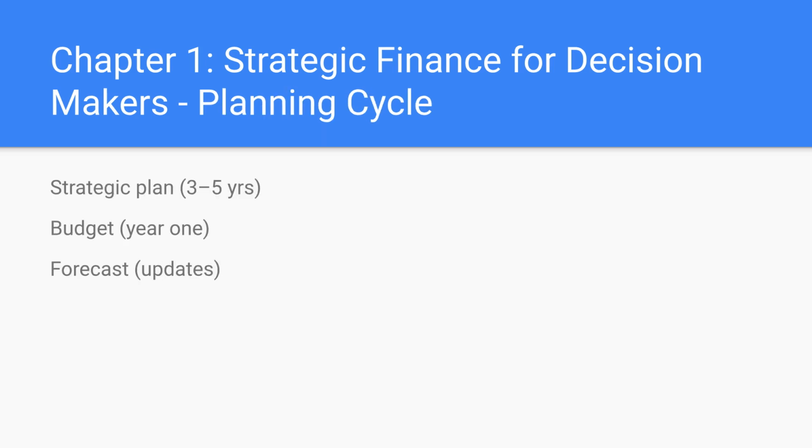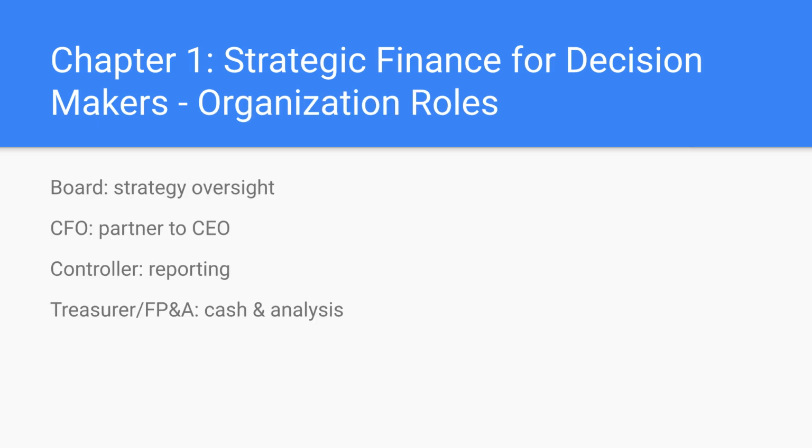The finance planning cycle involves a long-term strategic plan, an annual budget, and regular forecasts for updates. Within an organization, roles include the board for strategy oversight, the CFO as partner to the CEO, the controller for reporting, and the treasurer/FP&A for cash and analysis.